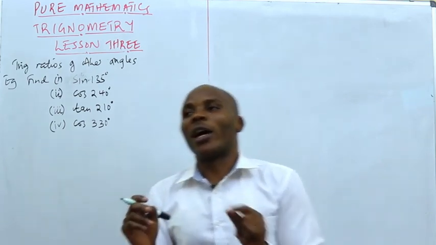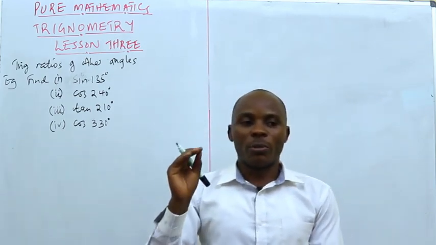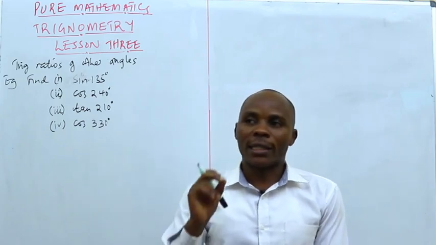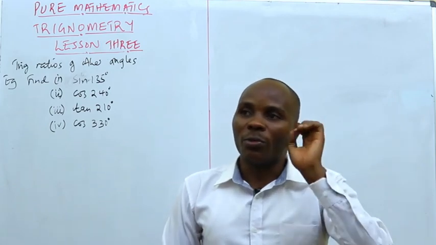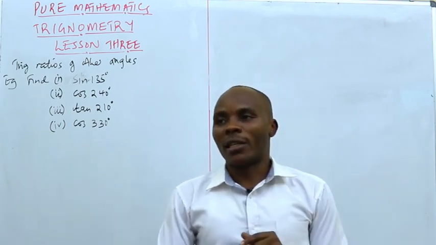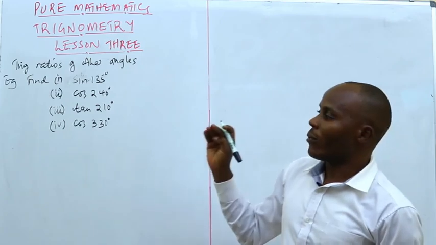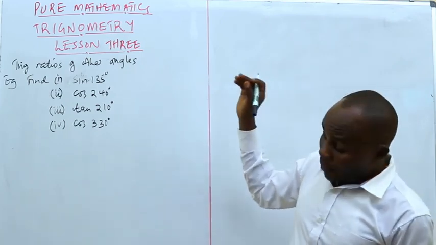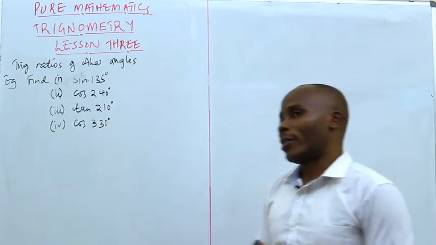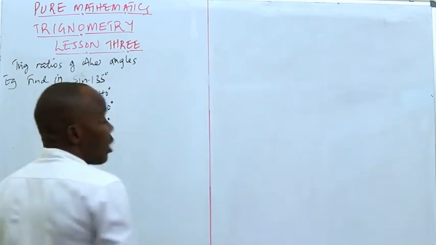In the first quadrant, angles range between 0 and 90. Those are acute. In the second, they range between 90 and 180. In the third, we have from 180 to 270, and in the fourth, we have from 270 to 360. Those are exclusive angles.